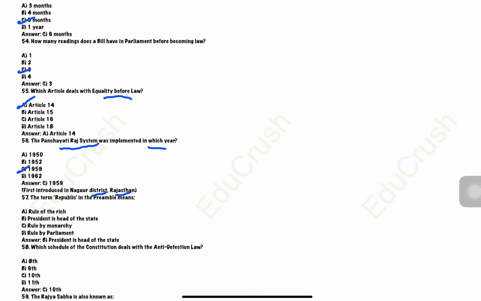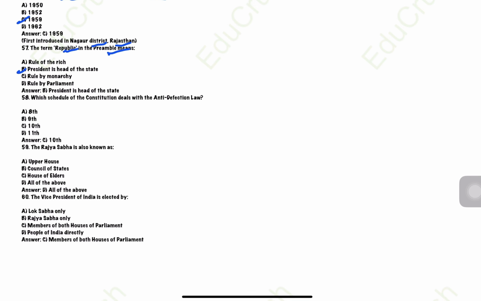The term republic in the preamble means president is head of the state. Next question. Which schedule of the Constitution deals with the anti-defection law? So 10th schedule deals with the anti-defection law of the Constitution. The Rajya Sabha is also known as Upper House, Council of States, House of Elders. So all the above. The Vice President of India is elected by members of both houses of parliament.